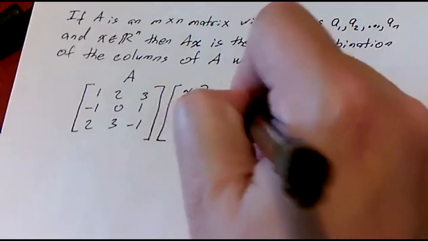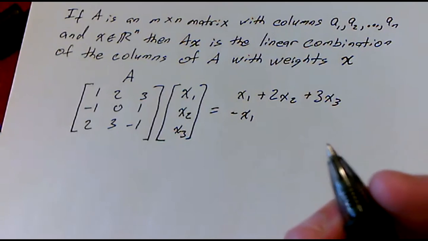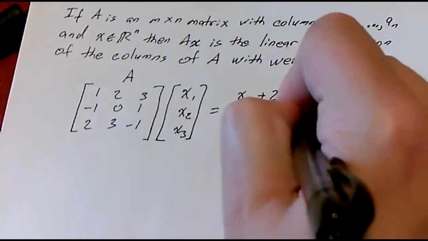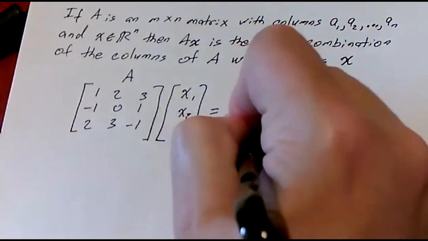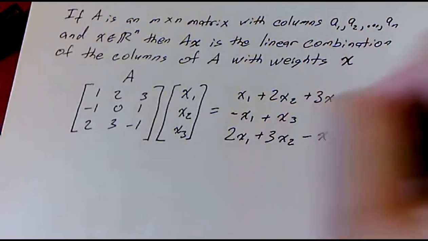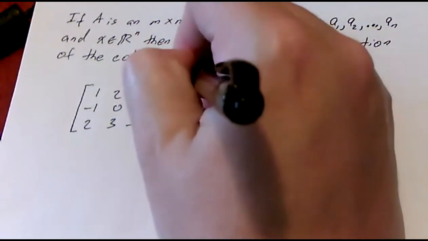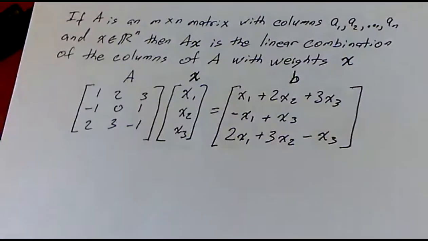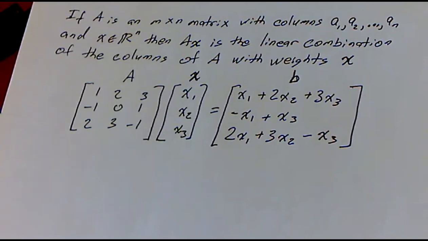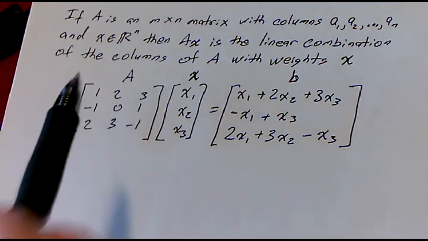So negative x1, so I'm going to have negative 1 times x1. 0x2, so I'll leave it off. And then 1x3, so plus x3. Then third, I've got 2x1, 3x2, and negative x3. And that itself is a vector. It's a column vector, so we will call it B in my equation here, AX equals B. When you're multiplying matrices, you go across and down. So this vector B is a linear combination of these columns of A.